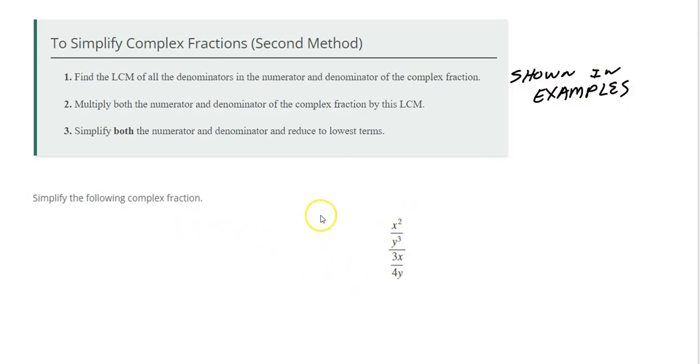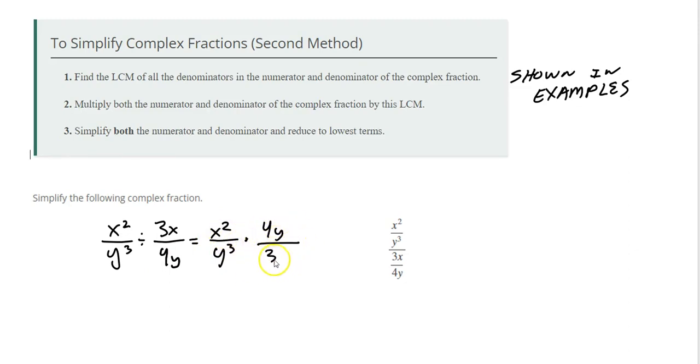Okay, let's look at this one though. This is going to be one of those other easy ones again. This is going to be x squared all over y to the third, divided by, because remember we'll bring that up, 3x over 4y, which is the same thing as saying x squared all over y to the third multiplied by 4y all over 3x. Okay, let's take a look at this one a lot more carefully now. Notice, remember, you can cross reduce.